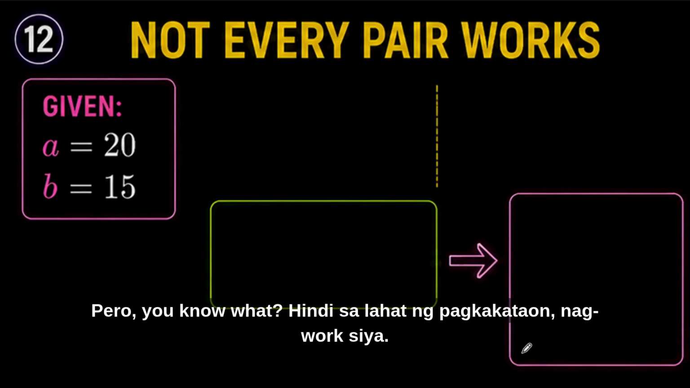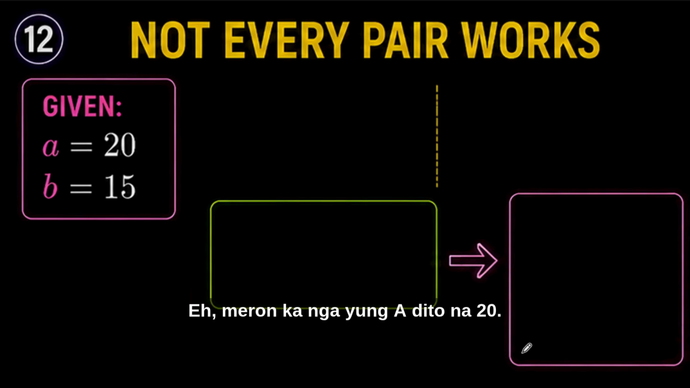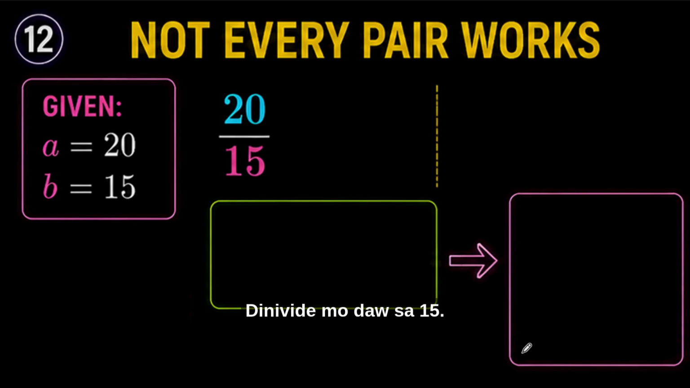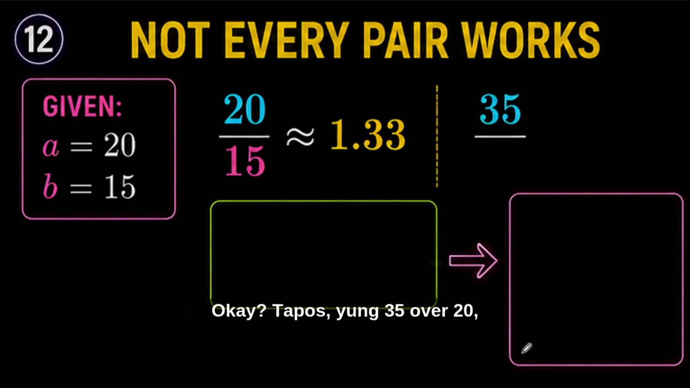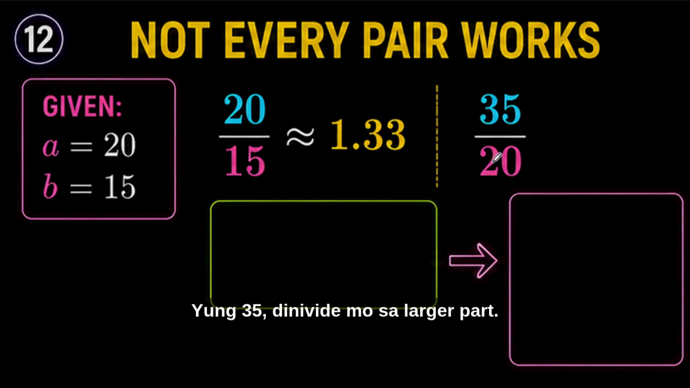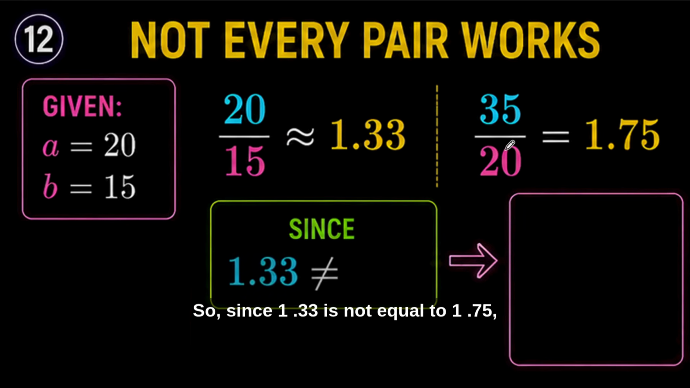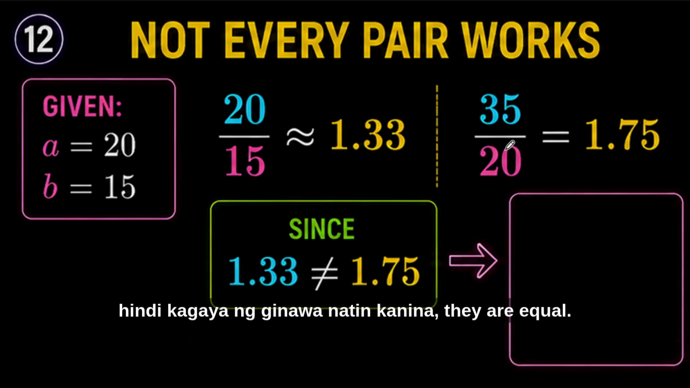Okay? Pero you know what? Hindi sa lahat ng pagkakataon, nag-work siya. Kagaya ng given na to, A equals 20, tapos B equals 15. Eh, meron ka ngayong A dito na 20. Dinivide mo daw sa 15. That is approximately 1.33. Okay? Tapos, yung 35 over 20, ang ginawa natin dyan, pinag-add natin si 20 kay 15, yung 35, divide mo sa larger part, okay? So, that is 20. That is 1.75. Okay? So, since 1.33 is not equal to 1.75, hindi kagaya ng ginawa natin kanina, they are equal.